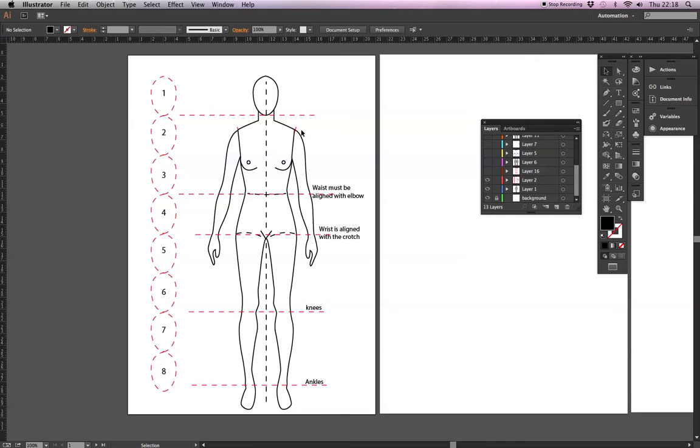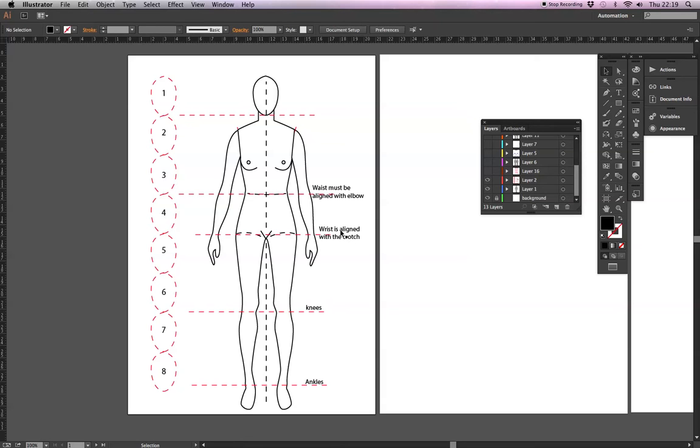Okay, so what we'll find here is we've got 2 head widths for the chest area up until the waist. You've got 2 head widths that go between the upper legs, and 2 that go through to the lower part of the legs. You'll always find as well, these are really good tips to remember, that the waist must be aligned with the elbow. So if you're doing a jacket, for instance, it's a good guide. If you can see where the elbow is on your jacket, you know that your waistline is about the same location.